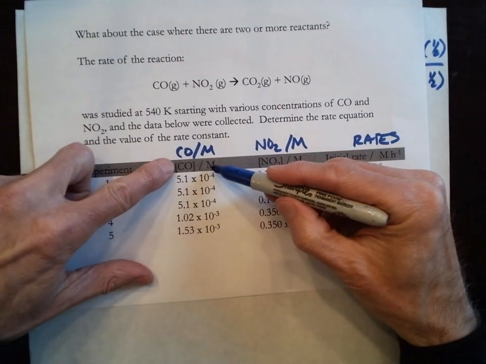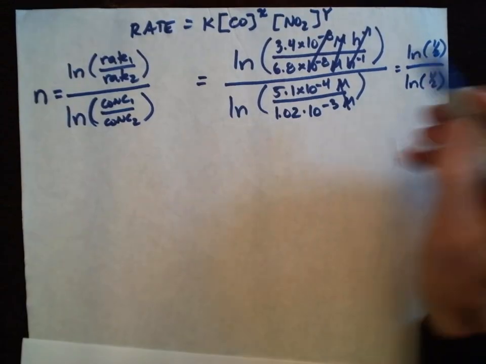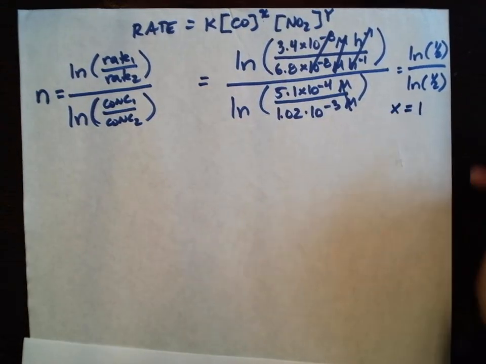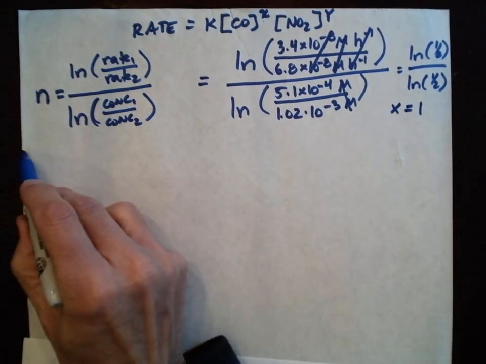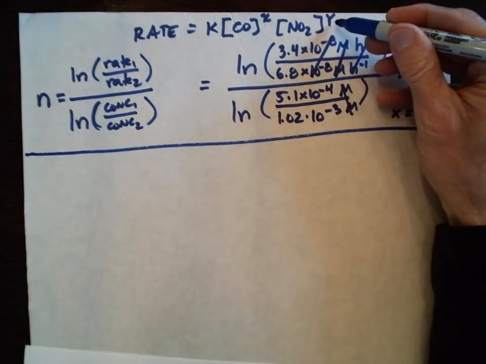Now again, what we were checking here is how the concentration of carbon monoxide varied. And so what we did is we found the value of x. We have found here that the value of x is equal to 1. Now we're going to need to do the same thing for y.